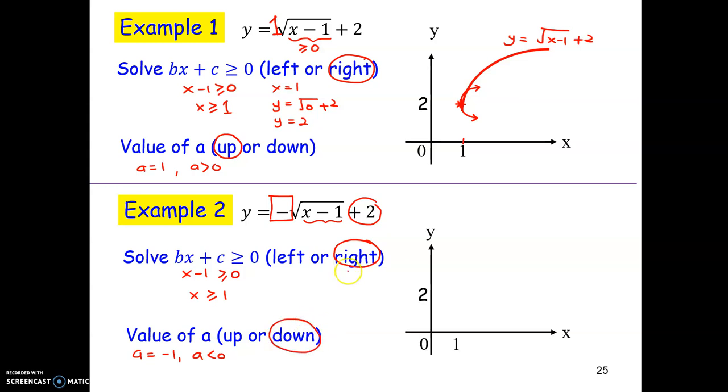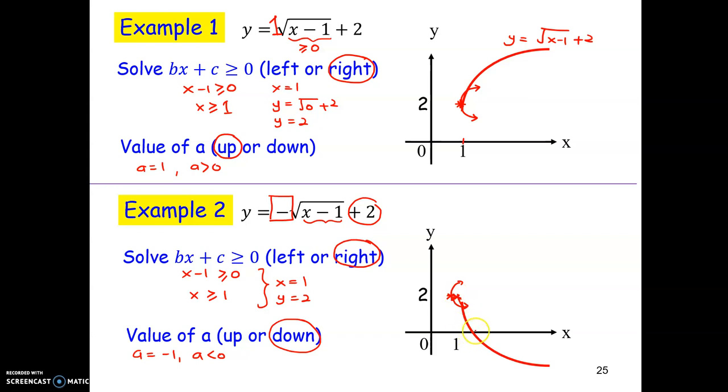So if we draw our axis, 1 and 2. So again, the starting point here, when x is equal to 1, y is equal to 2. So 1 and 2, upward or downward? But then since the value of a is negative, I must go downward. So this is basically how the graph looks like.